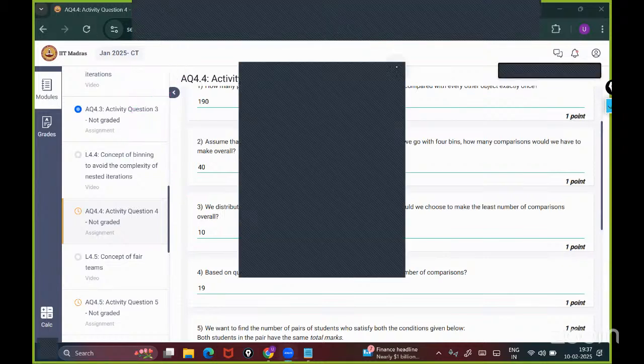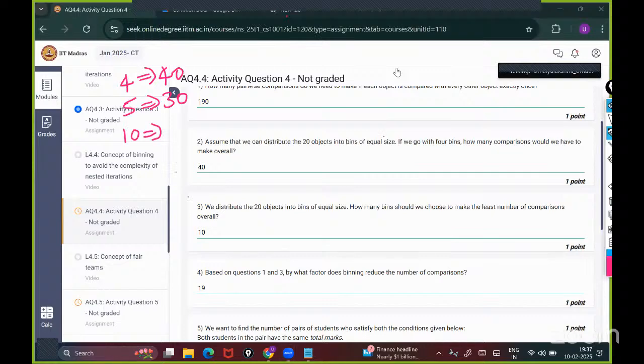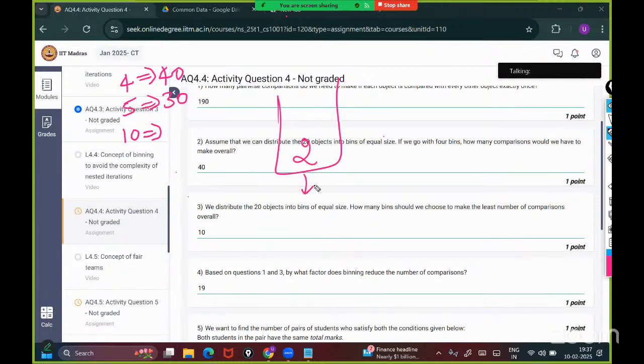Yes, exactly. Each bin contains 2 elements, right? So if it is 2 elements, how many comparisons are made in one bin? 1. 2 into 1 by 2 is nothing but 1. Which means with 10 bins, I'll get 10 comparisons, right? Because for one bin, it's 1. Here it is 6 and here it is 10.